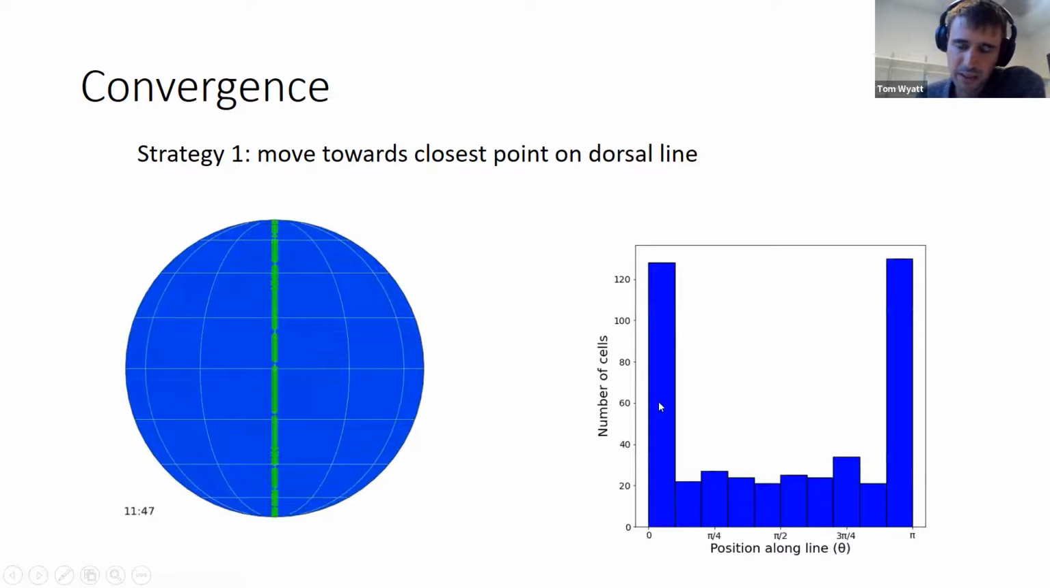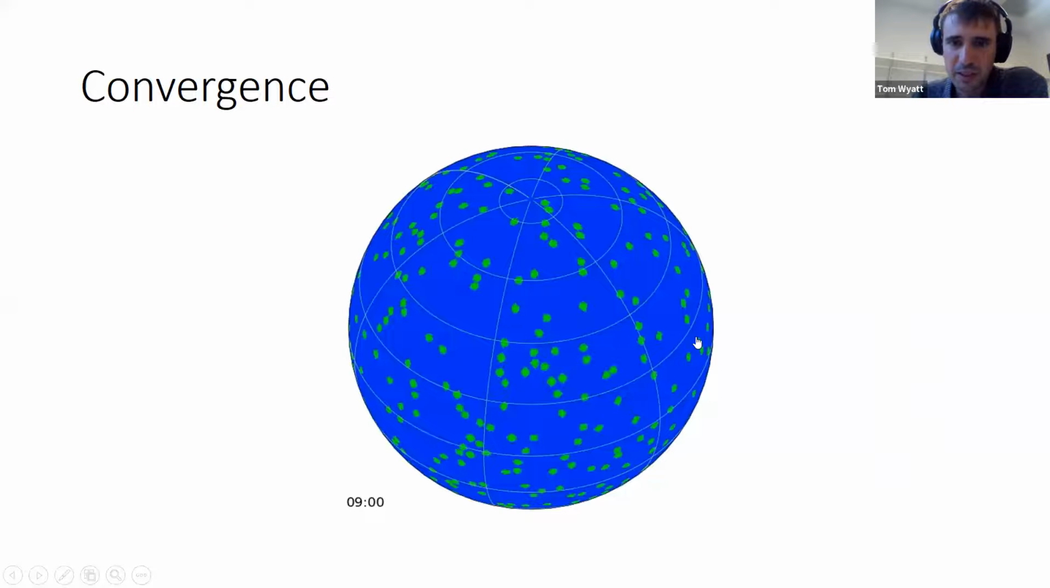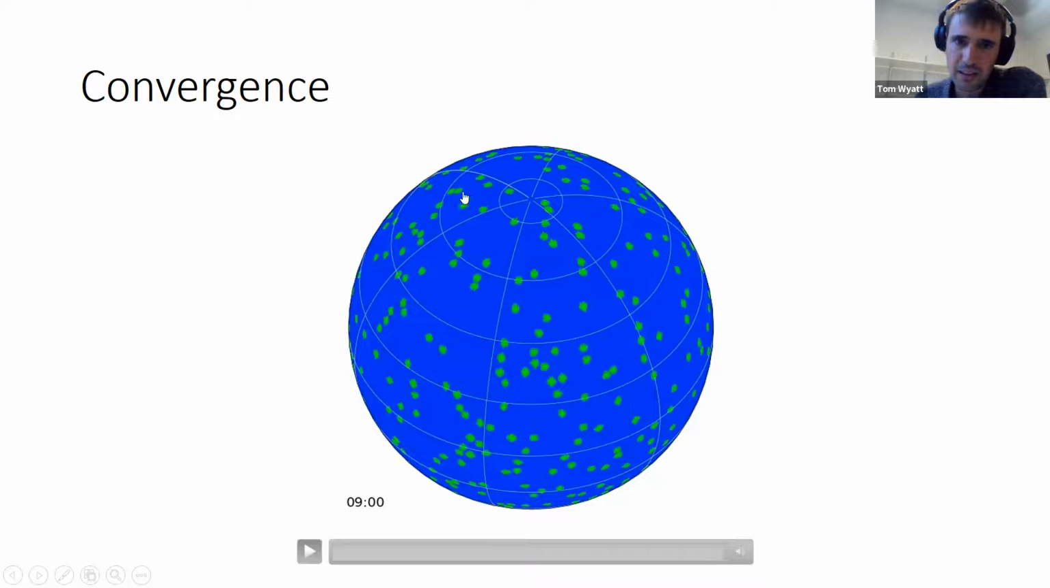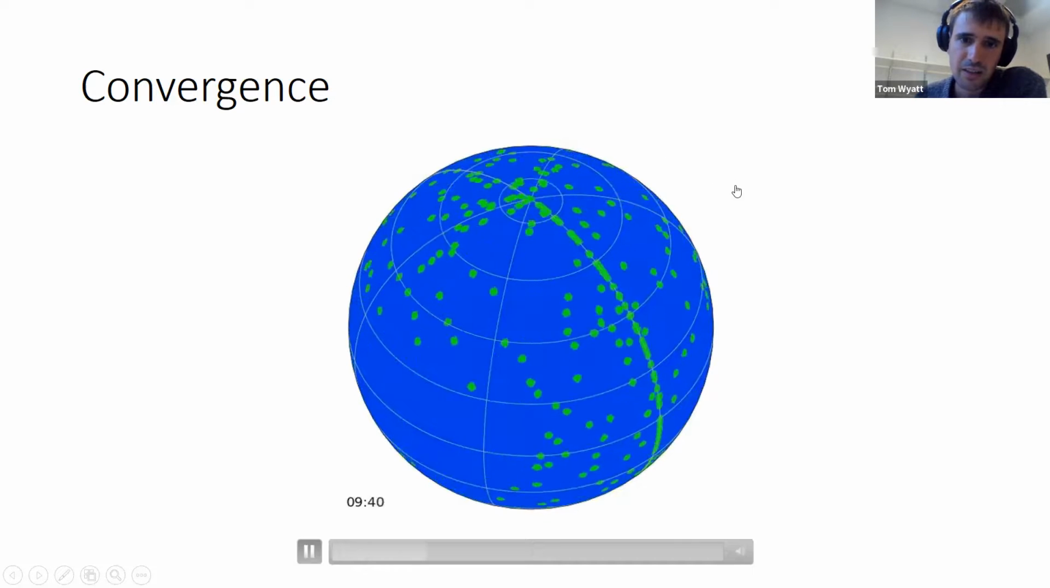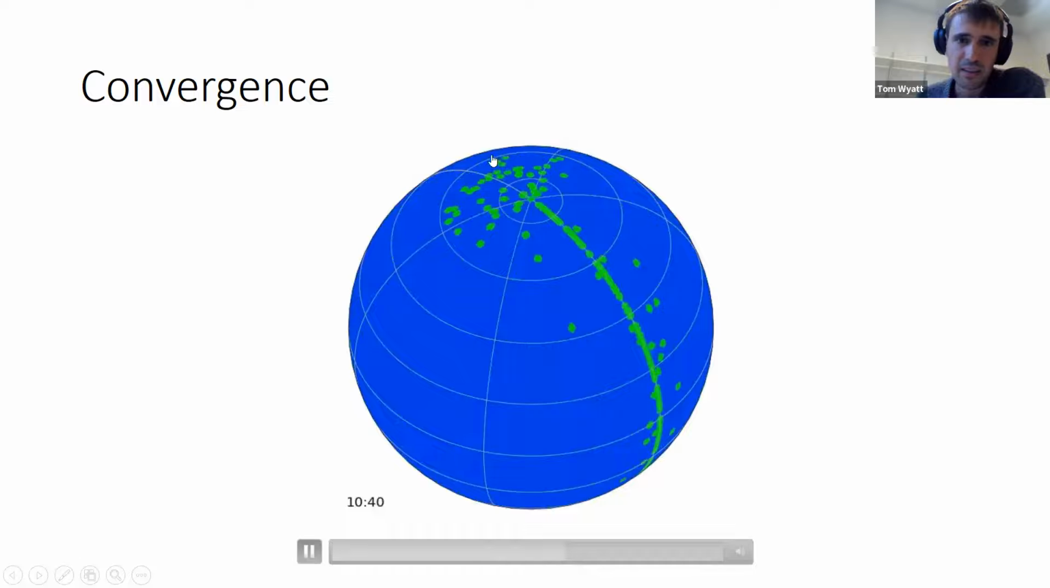And this gives a rather strange distribution here, where you get lots of cells on the poles of the dorsal midline, at the animal and vegetal poles here. And that's, of course, because if cells are moving towards the dorsal midline, which is here, all of the cells on the other side, their closest point is actually the pole. So all of the cells on this other part of the embryo are moving to the pole here, and the same on the other side.